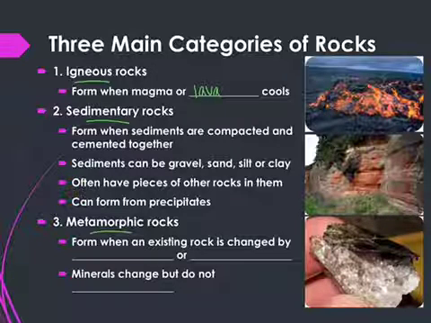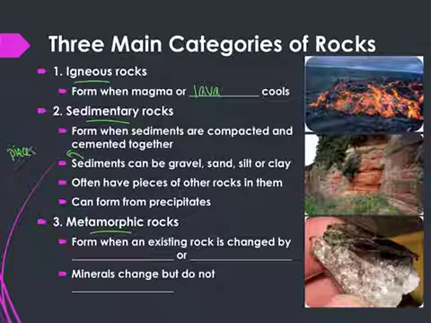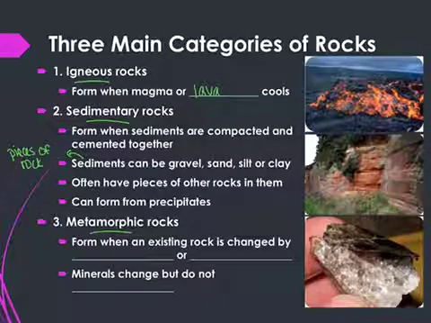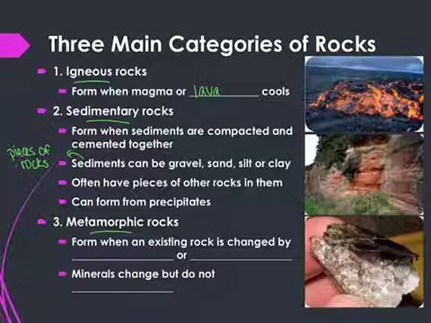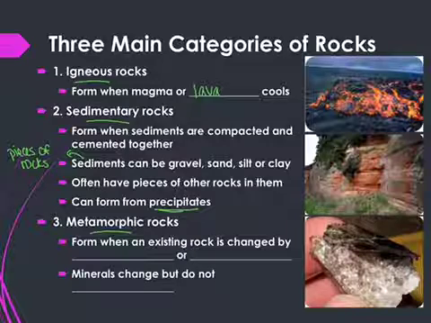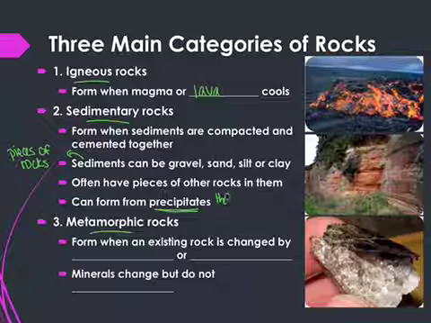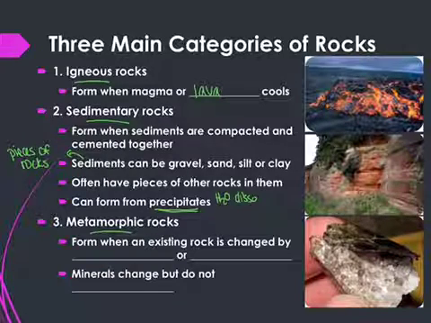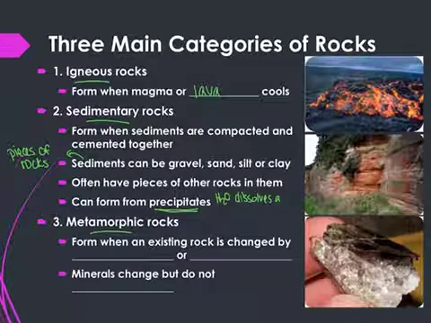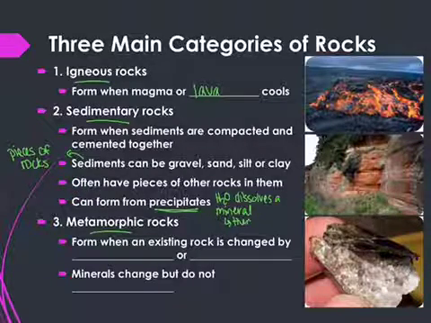These sediments, remember, sediment means pieces of rocks. Those pieces can be gravel, sand, silt, or clay, and they often have pieces of other rocks in them, and they can form from precipitates. These types of precipitates are just like the precipitates from last chapter, where the water dissolves the mineral and then that water evaporates.